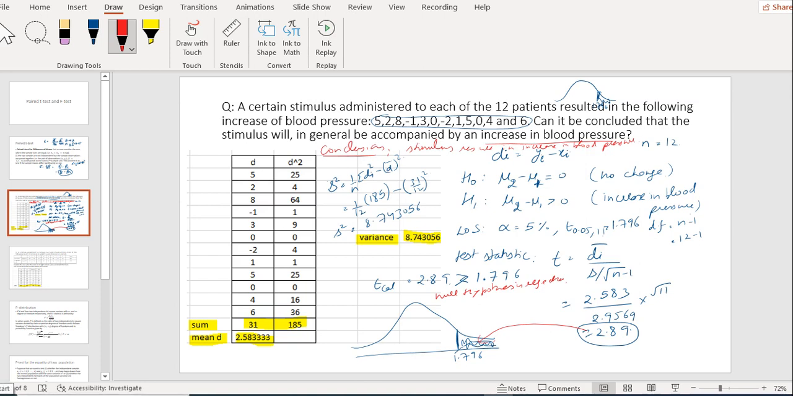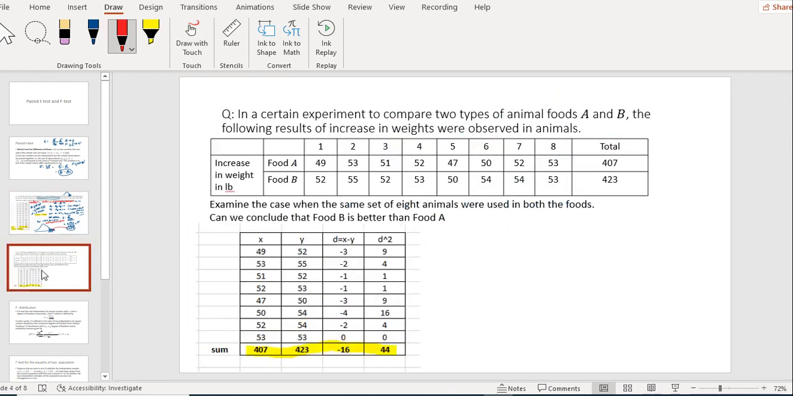Okay, let us try another problem based on the t-test also. In this case, the question is: in a certain experiment to compare two types of animal food, the following results of increase in weight were observed in animals. We are given eight animals, and when given food A, their weight increased by 407, and when given food B, the increase in weight is 423. Examine the case when the same set of 8 animals were used.